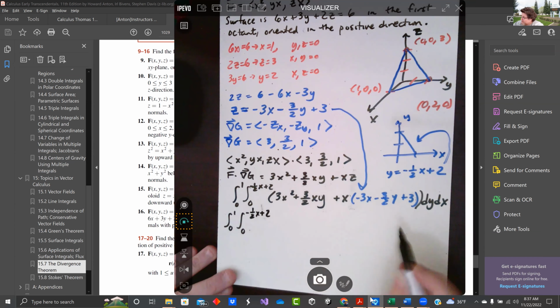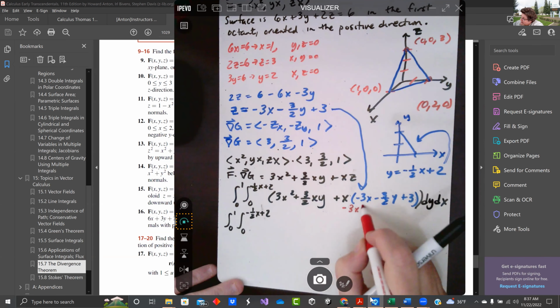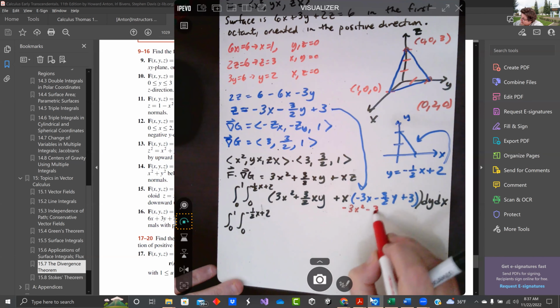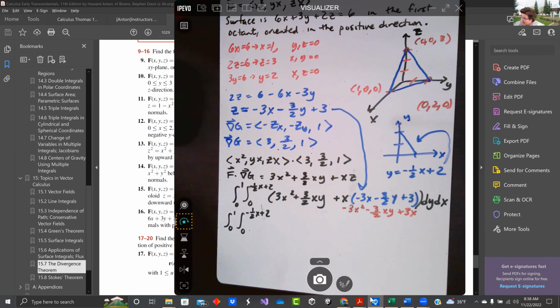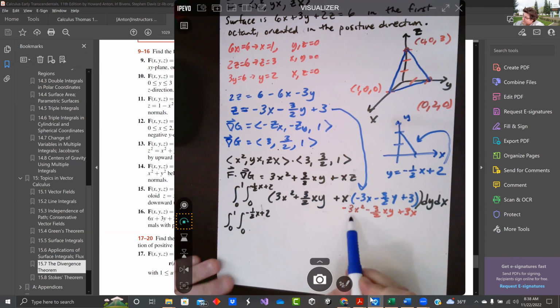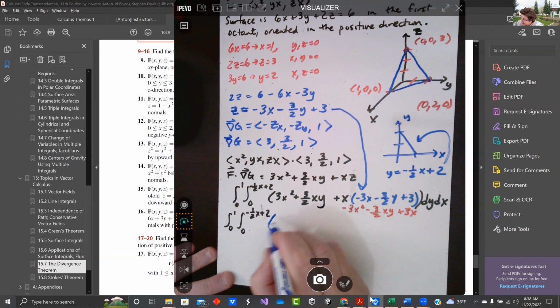So when I distribute this, I get negative. This becomes, I'll do it in red, negative 3x squared, negative 3 halves xy, and plus 3x. So when I clean all that up, the 3x squared minus 3x squared goes away. The 3 halves xy minus 3 halves xy goes away. And all I'm left with is 3x. Wow, that cleaned up nice.